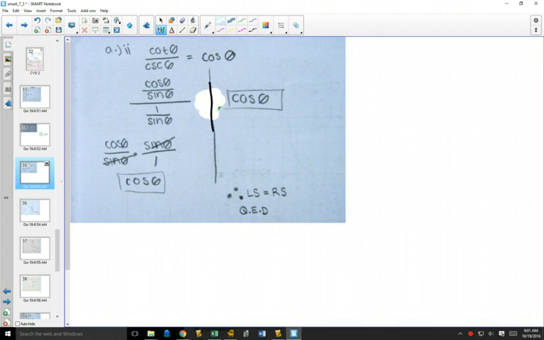to just draw the line down the middle, work on one side. I really like the box around the final answer here to show that yes, this is the same as this side, and then you just need your left side equals right side. What's nice about doing proofs this way is you can see those little things that you can make mistakes on, or those little formatting things that can help you out.